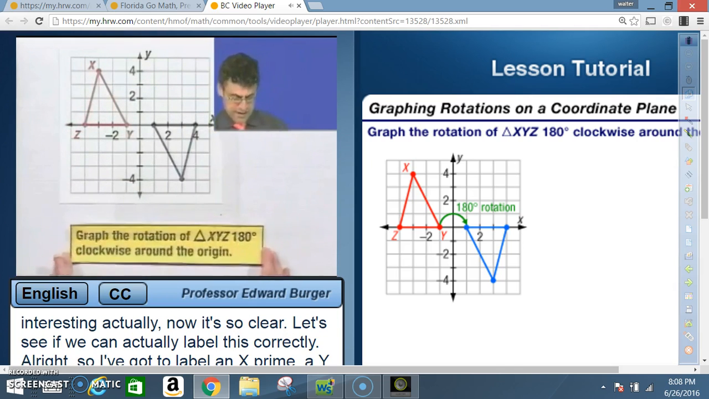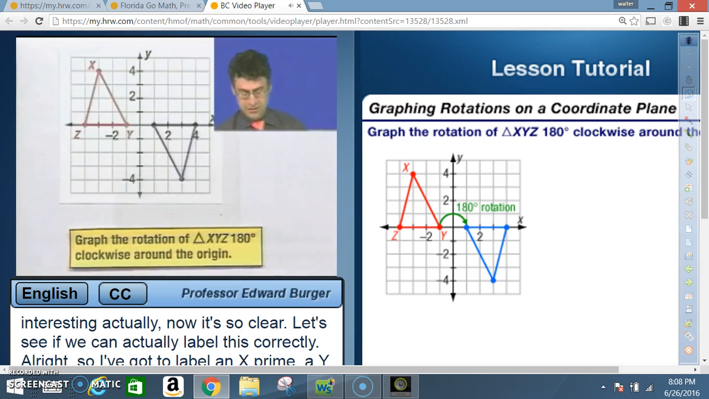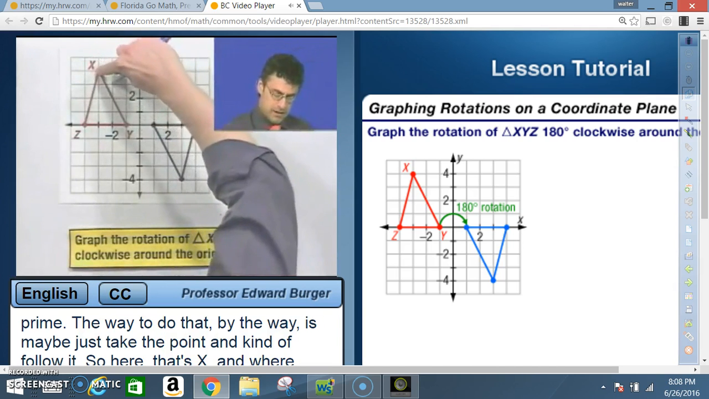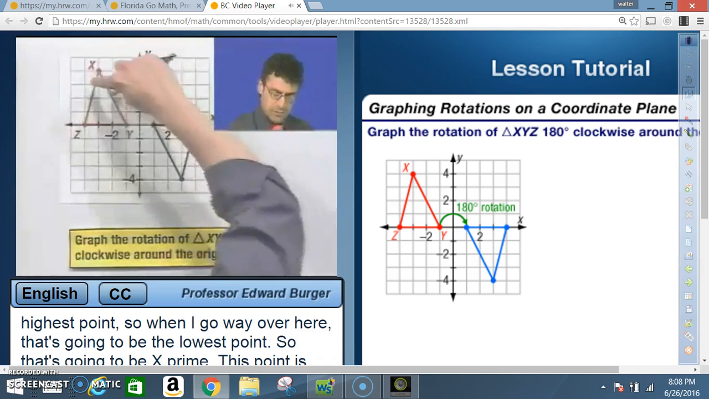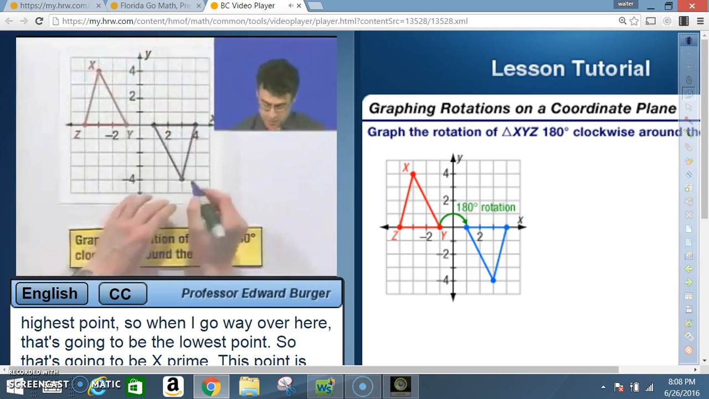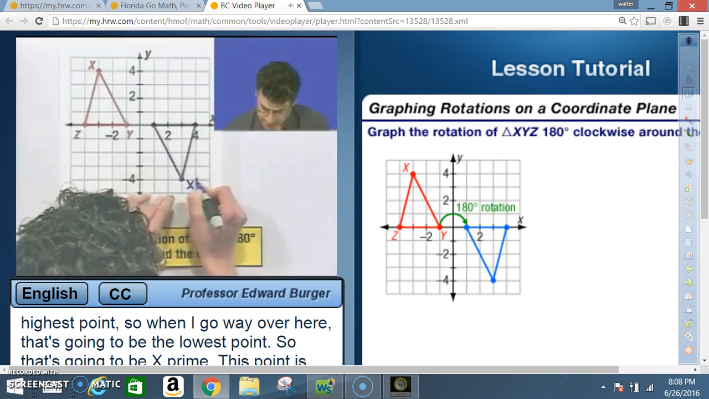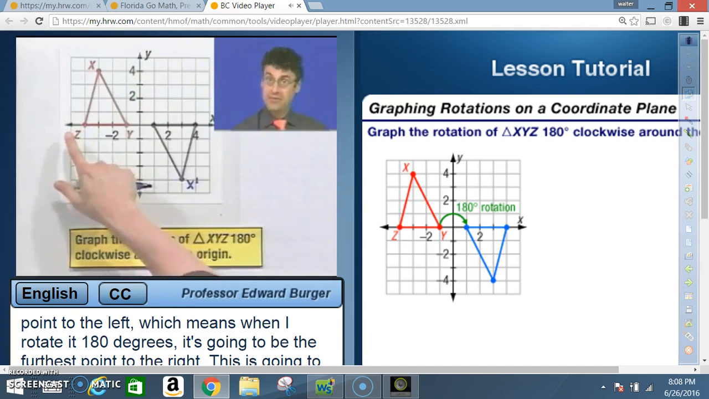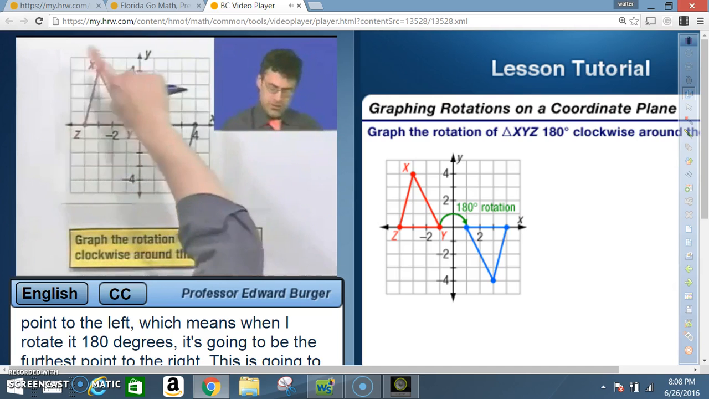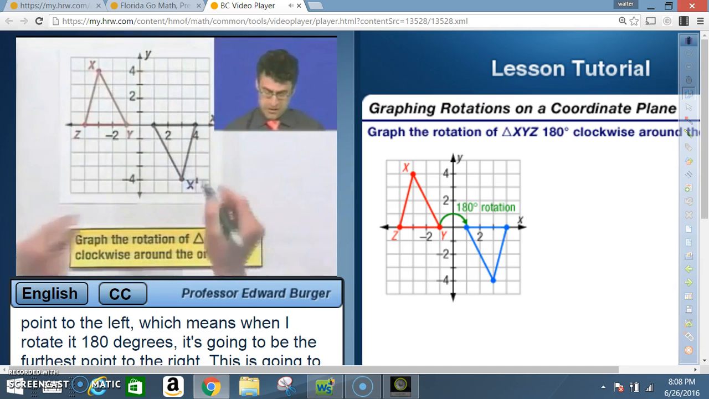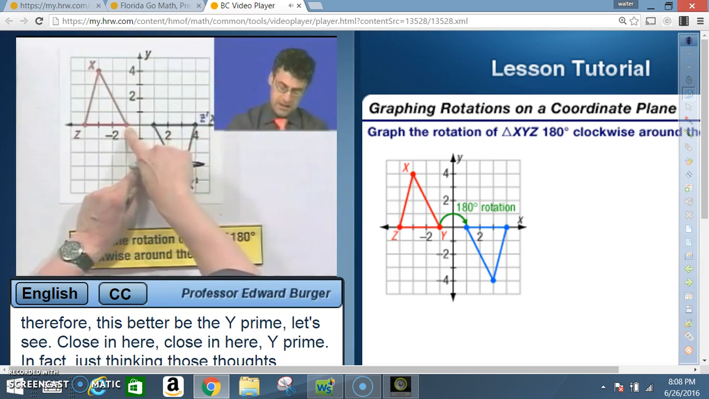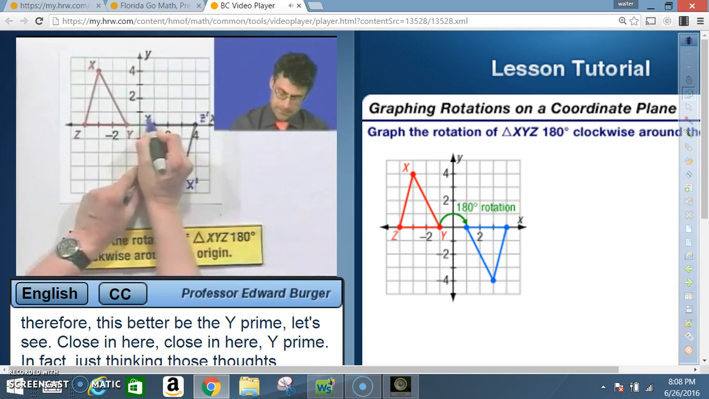Let's see if we can label this correctly. I've got to label an X prime, a Y prime, and a Z prime. The way to do that is to take the point and follow it. Here, that's X, and it's the highest point, so way over here, it's going to be the lowest point. So that's X prime. This point is the furthest to the left, so when I rotate it 180 degrees, it's going to be the furthest to the right. So this is Z prime, and therefore this better be Y prime, close in here.